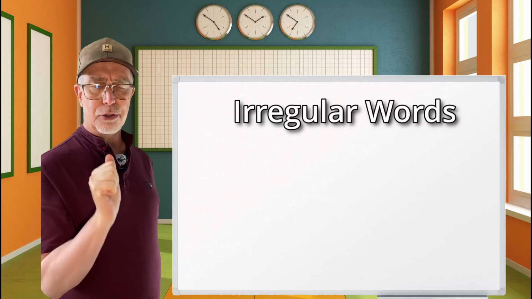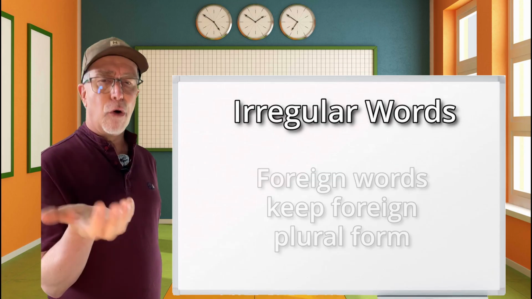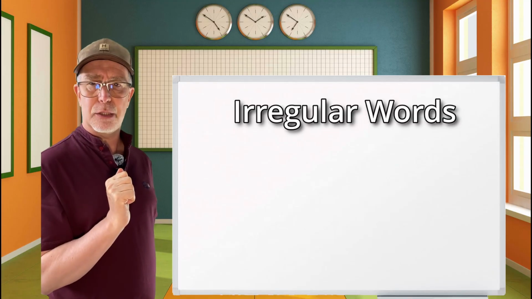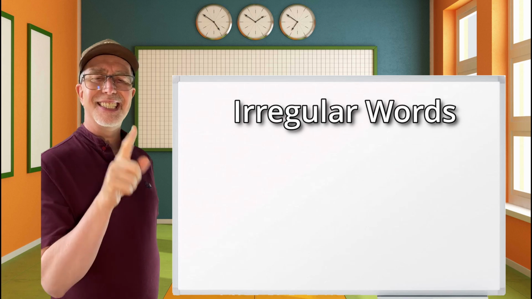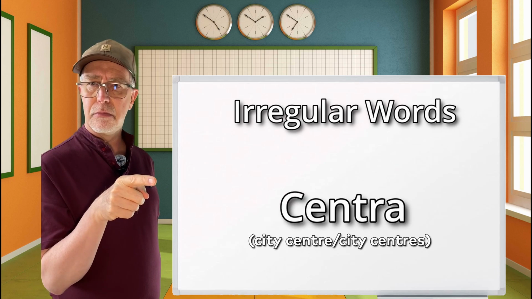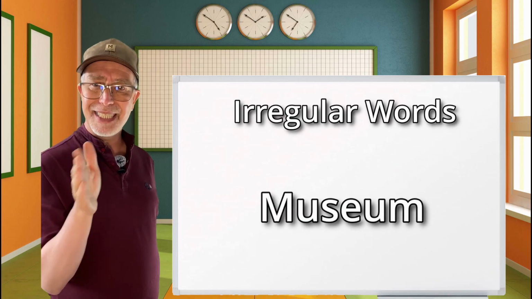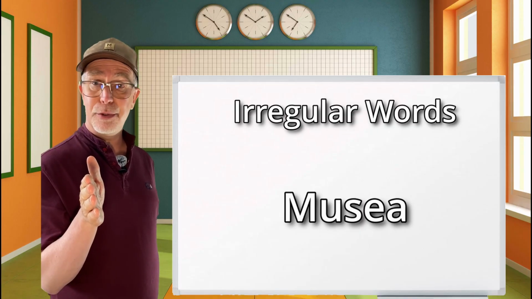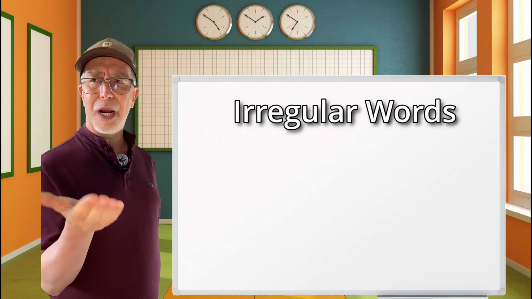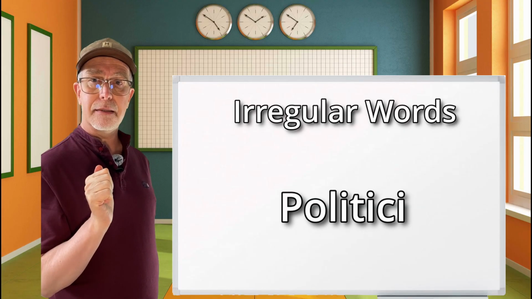All right, I won't torture you very much here, but remember, many foreign words keep the foreign plural formation, especially Latin words. Some examples: centrum, centra, city center, city centers, or museum, musea. Exactly, we don't say museums. Many people will say it, but it's wrong. And with a us at the end, oh yeah, politicus, politici.